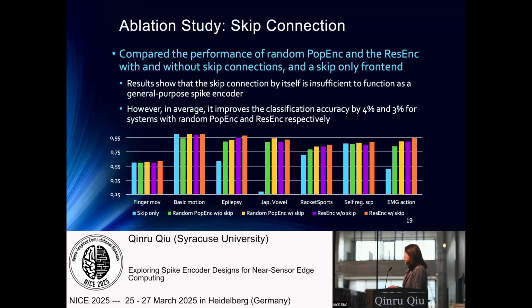However, we can also see that the green bar and the purple bar are the random population encoder and the reservoir encoder without skip connection. And the yellow bar and orange bar are their similar versions of encoder with skip connections. As we can see, by adding the skip connection, we can improve the classification accuracy by 3% to 4%, which shows its effectiveness.